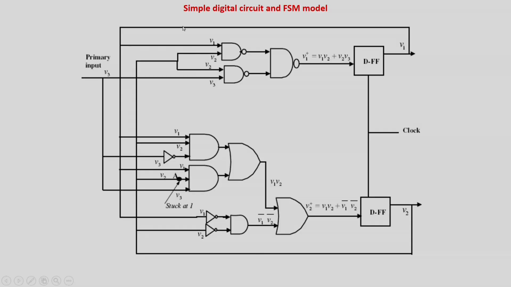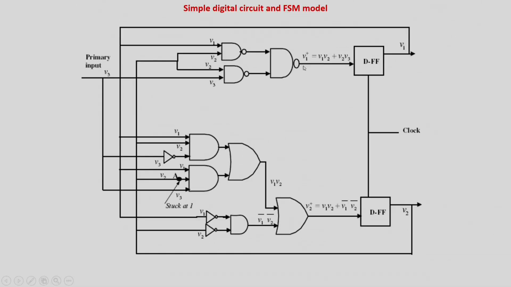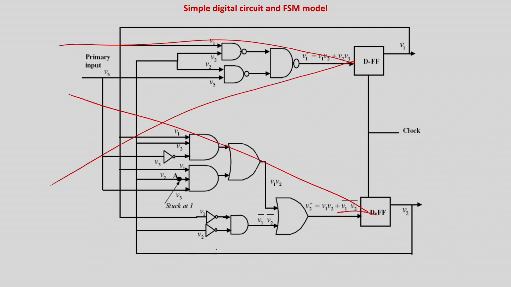Without going into more theory, let me give you an example. This is a circuit, and there is a stuck-at fault over here. This output is V1 prime, V1, V2, V2, V3, and this is the output for the second. You can see this is one part of the circuit and this is another part of the circuit.